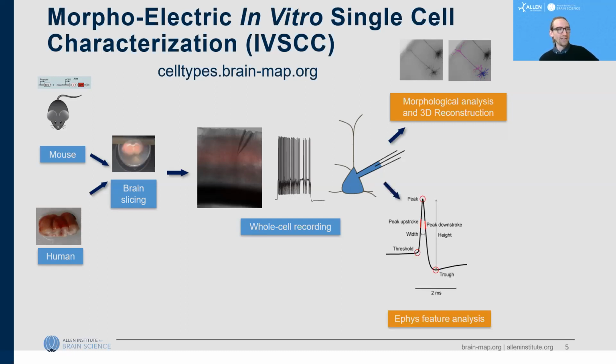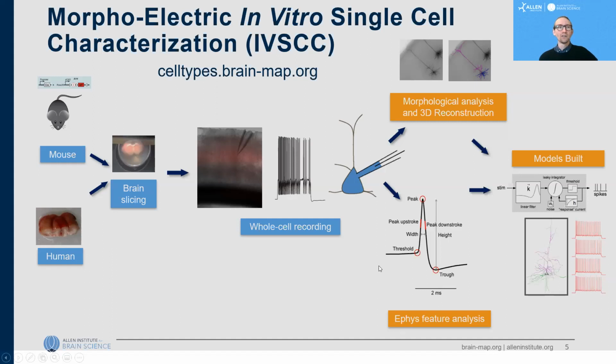On the ephys side, we take these raw recordings, these traces of injected stimulus and response of the cell. And again, we process those traces, which I'll talk a bit more about, to get a large set of features that capture both the single spike properties as shown in this illustration and the other types of response. And these are two categories of resource that are available at celltypes.brainmap.org.